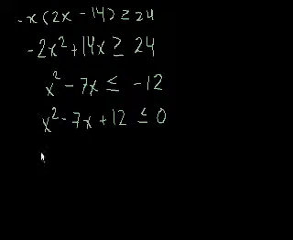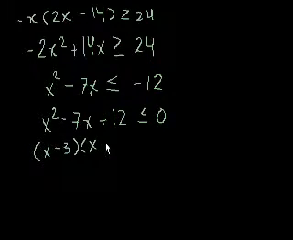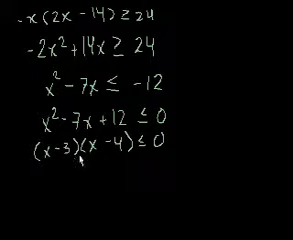And then we can factor that, and we get x minus 3 times x minus 4 is less than or equal to 0. So now we know that when we multiply these two terms, we get a negative number. That means these expressions have to be of different signs, right? If I tell you I have two numbers and I multiply them, I get a negative number, you know that they have to be of different signs.